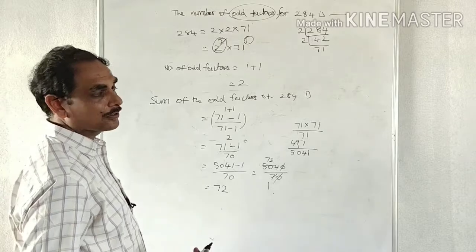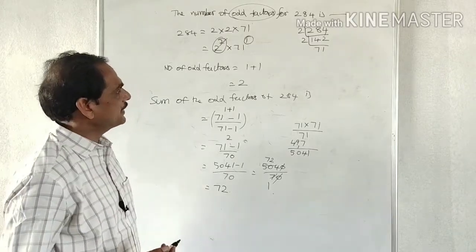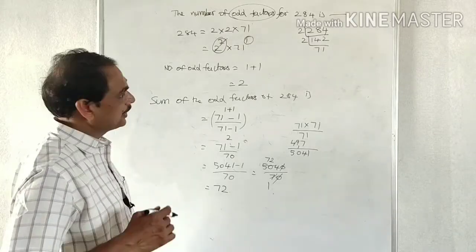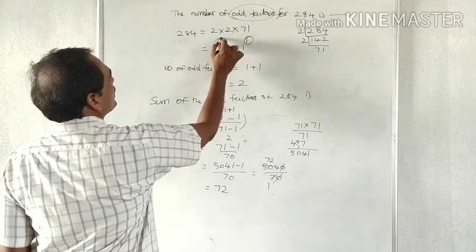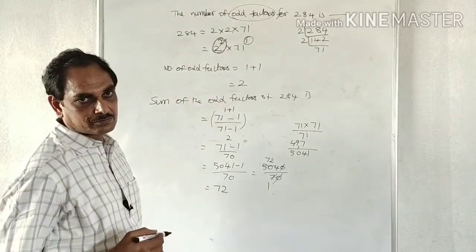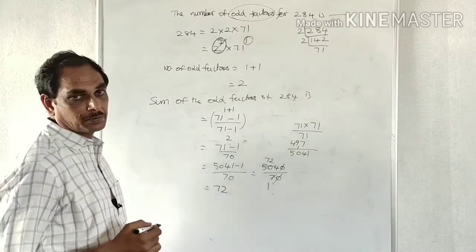So when we are going to find the number of odd factors or the sum of odd factors, we leave the number which is in base 2. So this is the 12th problem.